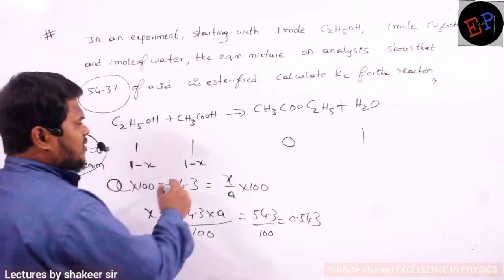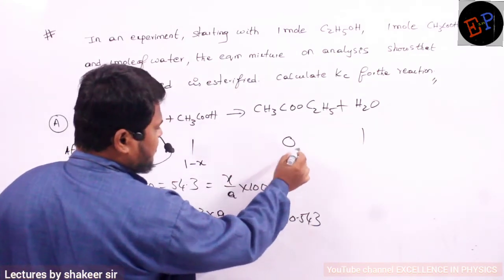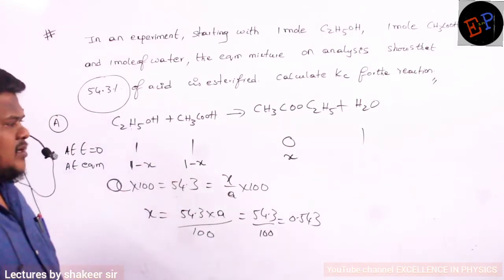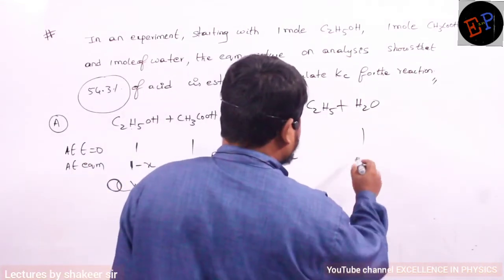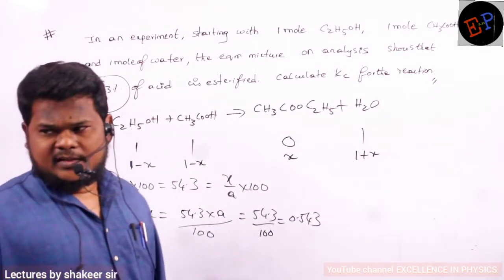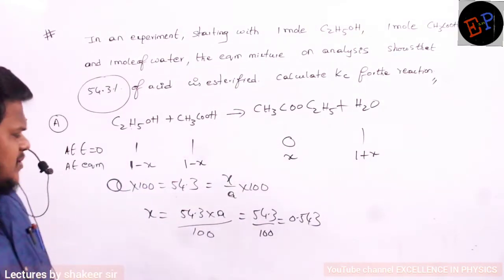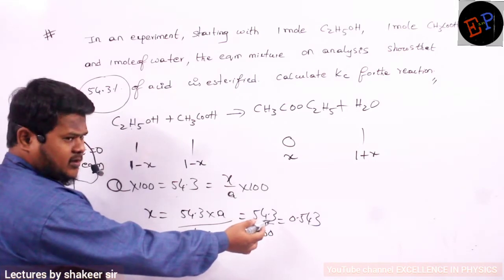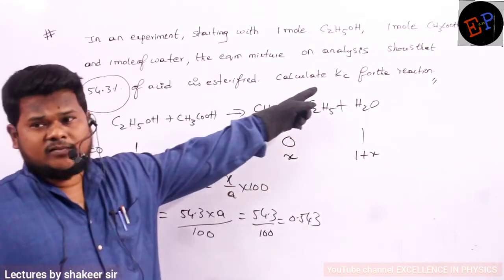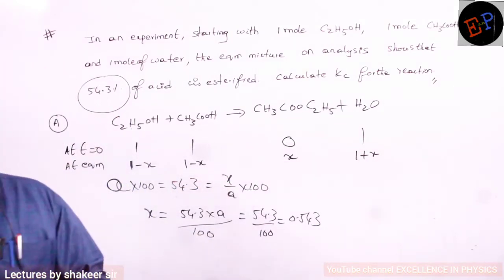And what about this one? Here x moles will be formed, because for every 1 mole reacted, 1 mole of product is formed. And what about water? Water we have to write 1 plus x. Already there was 1 mole, and additionally x moles were formed. The x value we have already calculated, so substitute here. Once you substitute, can't you calculate the Kc value? That's all. Do the calculation.